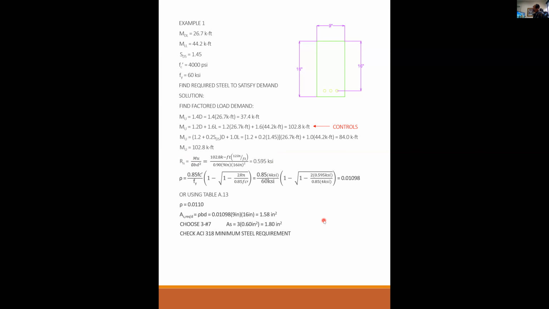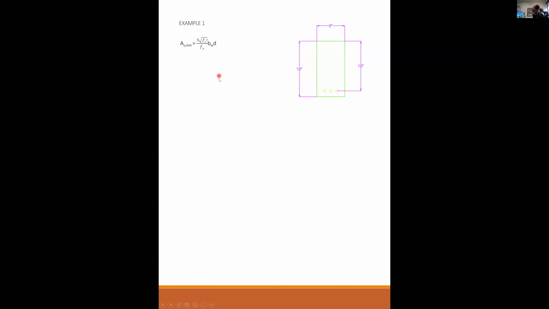Okay, so I need to check my minimum steel requirement. That is either 3 square root f prime c over fy times bw d, or 200 over fy times bw d, whichever is greater. I run the 3 square root: 3 times square root of 4,000 over 60,000 times 9 times 16. I get 0.455 inches squared. If I run the 200, I get 200 PSI over 60 KSI times 9 times 16, and that's 0.48 inches squared. This one controls, it's the larger of the two. We are providing three number sevens with an area of 1.8 inches squared, clearly larger than 0.48 inches squared. So this is not an issue, but you do have to check it. So that's the minimum steel check.